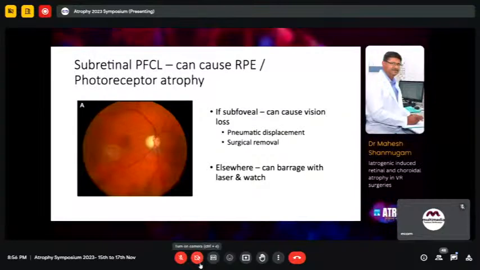Another cause for RPE and photoreceptor atrophy post-vitreoretinal surgery is a subfoveal retained perfluorocarbon liquid. If it is beneath the fovea, it can definitely cause vision loss, as well as permanent vision loss because of photoreceptor atrophy and RPE loss.